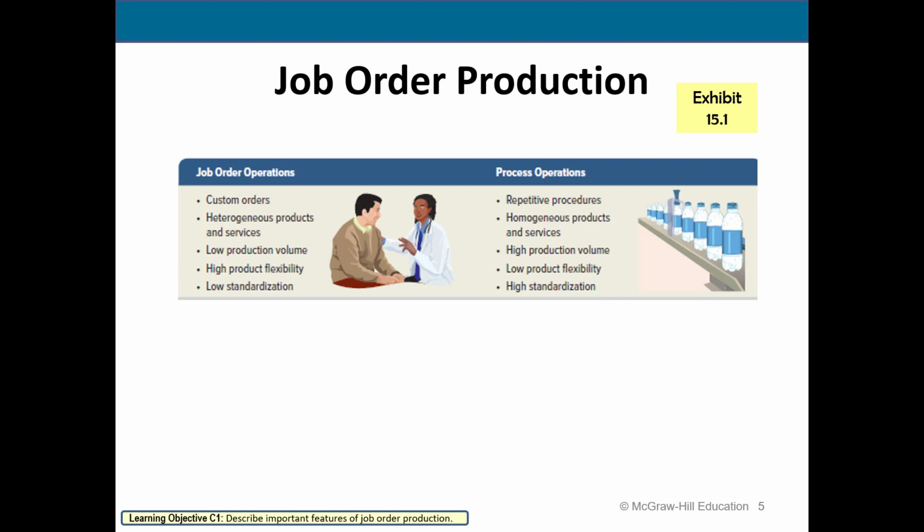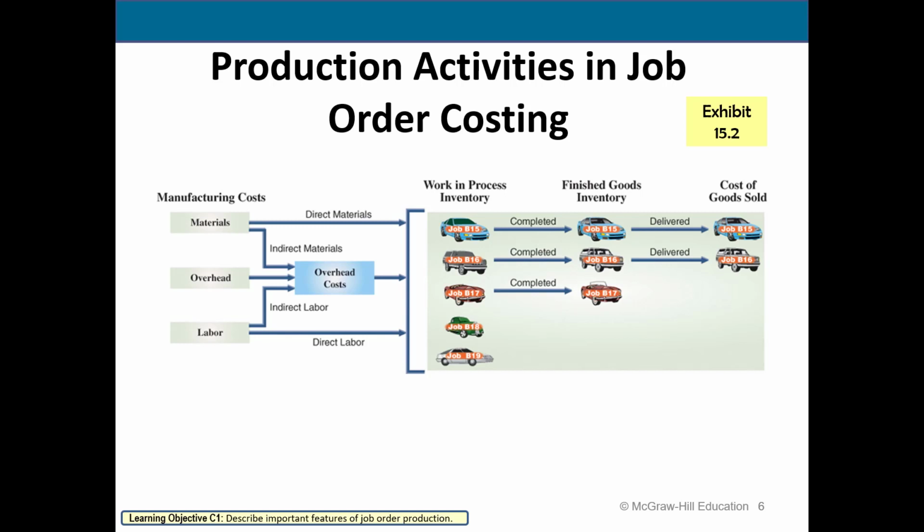Here are examples of both. So under job order operations, we're looking at custom orders, heterogeneous, low production volume, high product flexibility, and low standardization, versus process operations, which have repetitive procedures, homogeneous, meaning the same products, high production volume, low product flexibility, and high standardization.